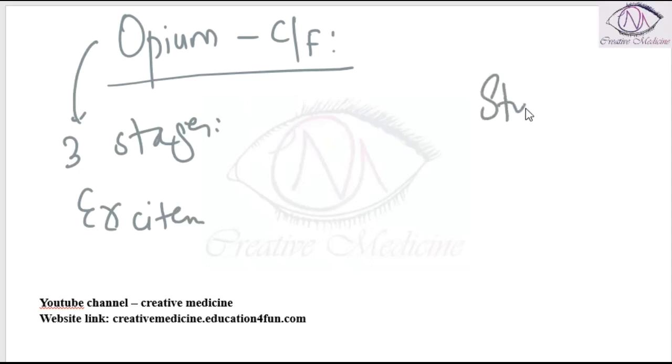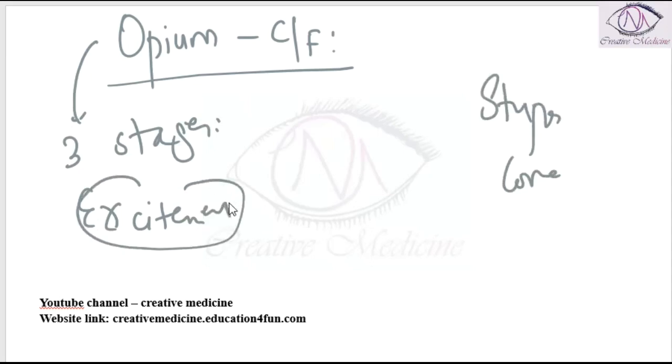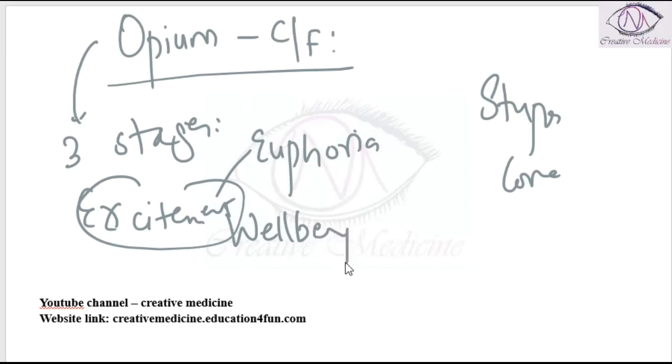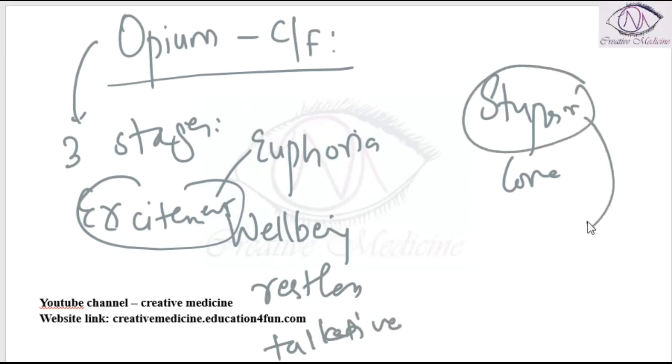Stage of excitement. In stage of excitement, the patient becomes euphoric with absolute sense of well-being. The patient becomes restless and talkative. Stage of stupor. In stage of stupor, the patient will have unpleasant symptoms with nausea, vomiting, headache, and irritability.